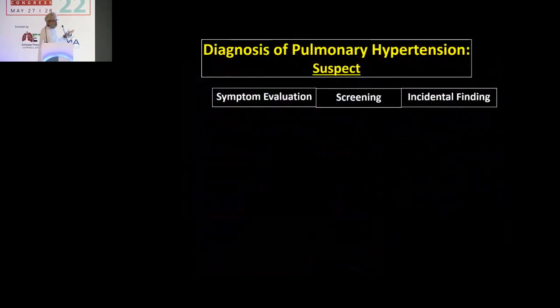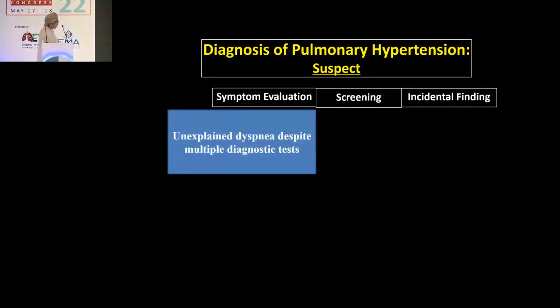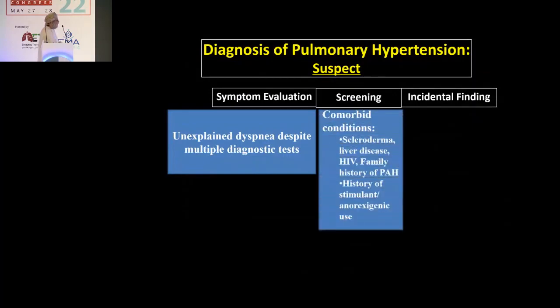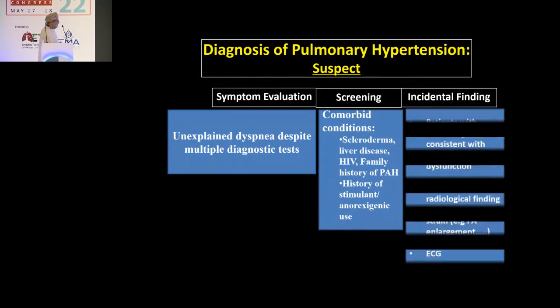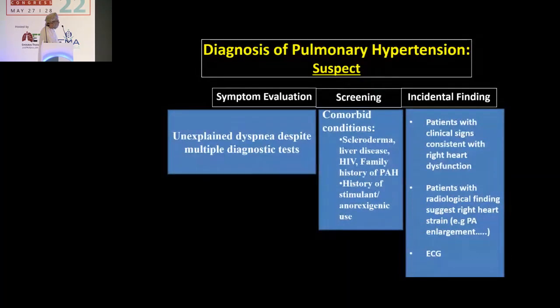So what's the suspect? Unfortunately, the symptoms we use are non-specific symptoms, like unexplained dyspnea despite multiple diagnoses. And screening is another one. Screening of high-risk people like scleroderma, chronic liver diseases, patients who have family history, or some using stimulant anorexic. And many times we get it as an incidental finding in CT scan or echocardiography, and ECG.